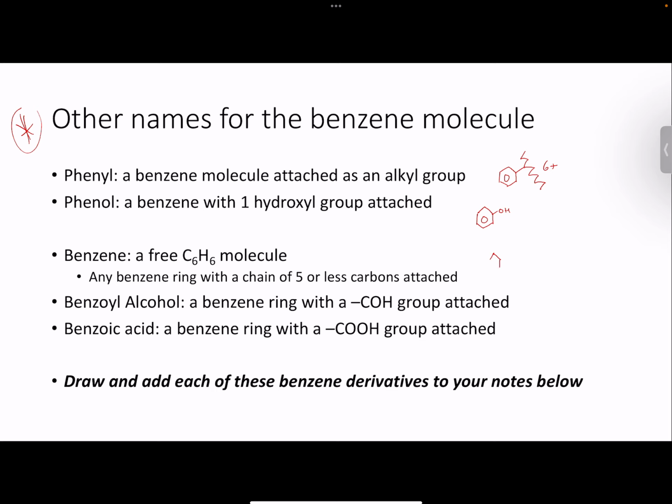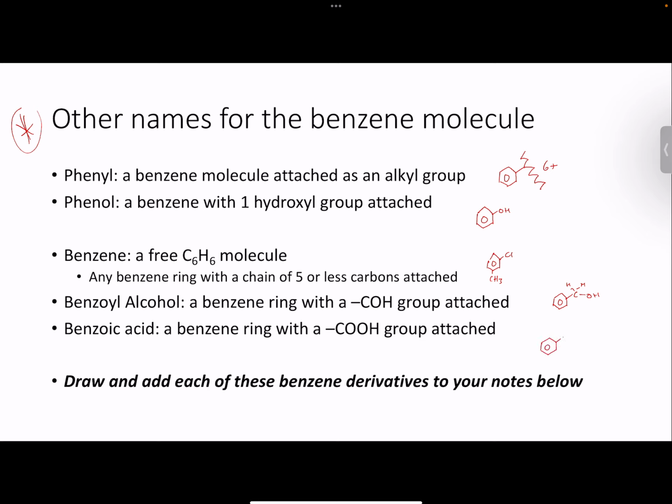Benzene is just regular benzene, so that's when it's by itself, or the parent chain. So for example, if we have a chlorine attached to it, or a methyl group attached to it, we use the name benzene as the parent. Benzyl alcohol will look like this, a benzene with a carbon with an OH, then it's got 2 hydrogens on that carbon there. And lastly, benzoic acid.